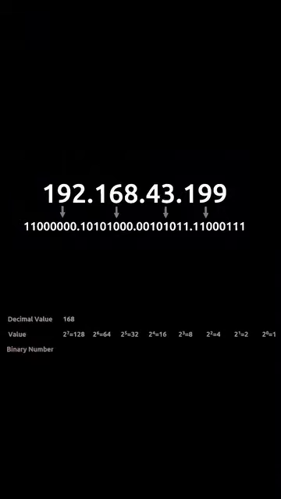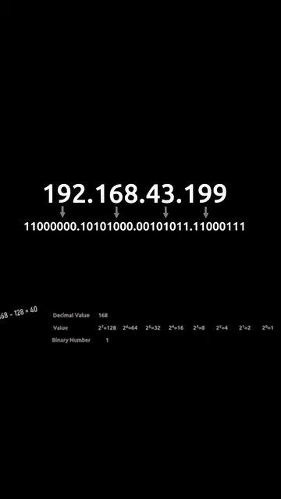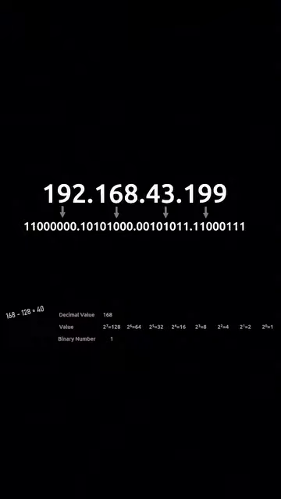We ask ourselves, can we subtract 128 from 168? Yes, we can. So write 1 for the corresponding bit and then move to the next with the remaining decimal value. In this case, it is 168 minus 128 that gives us 40. Ask the same question again. We cannot subtract 64 from 40, so we will write 0 for that bit and move to the next one.